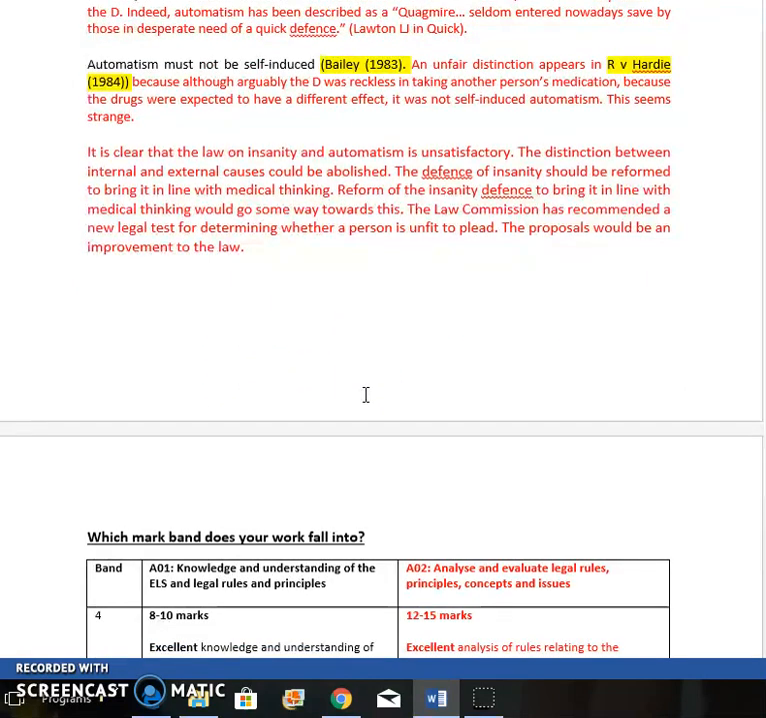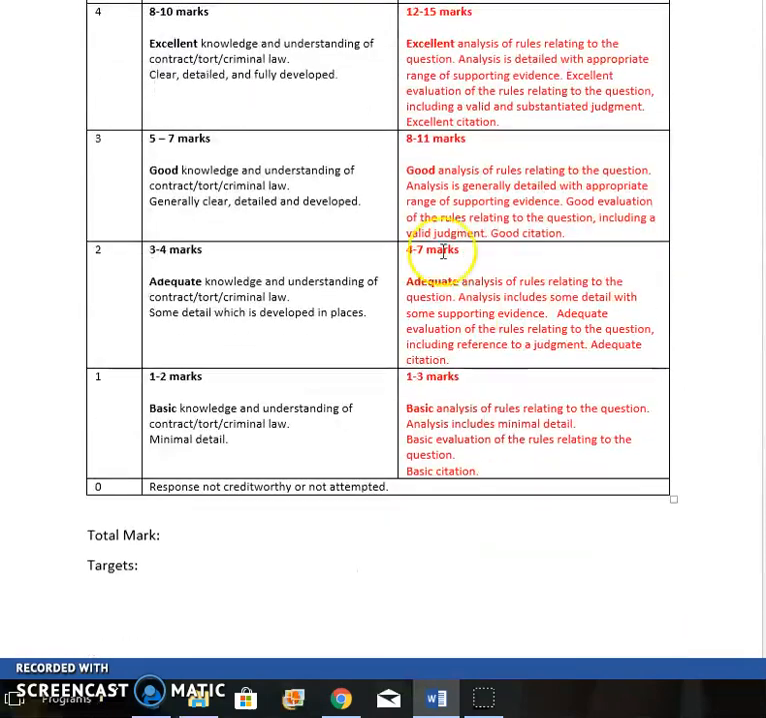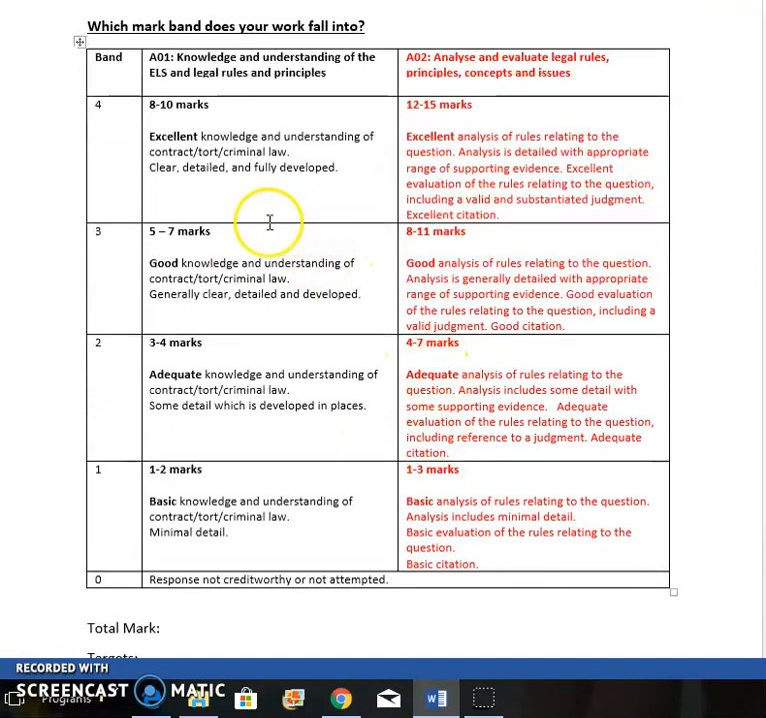The Law Commission has recommended a new legal test for determining whether a person's unfit to plead. And I'm sort of ending there by saying that those proposals would be an improvement to the law. And as usual, your mark band grid with your AO1, AO2 at the end.